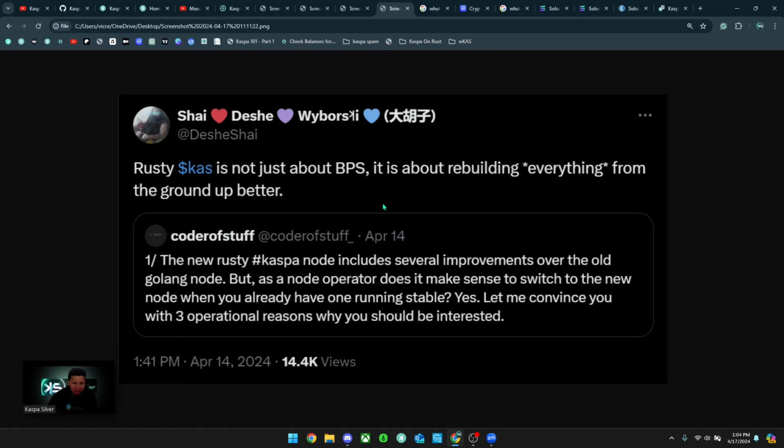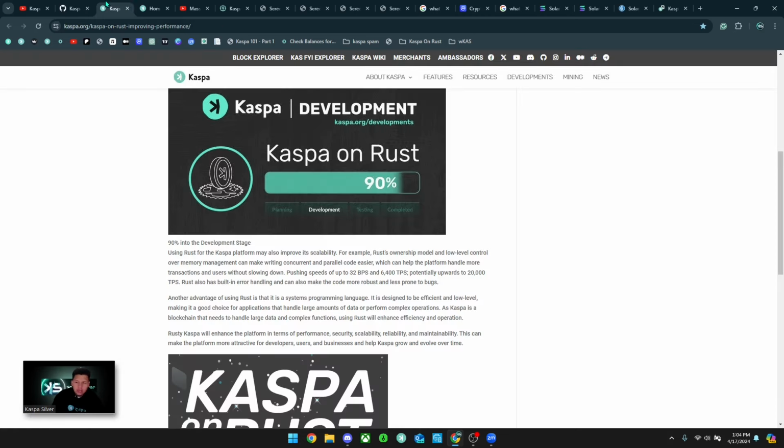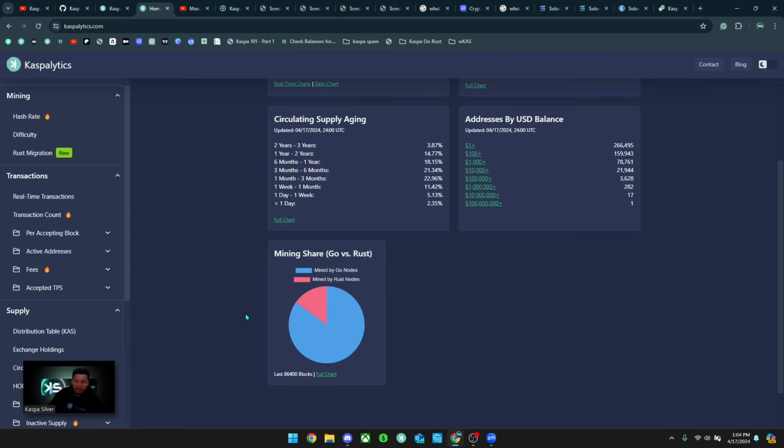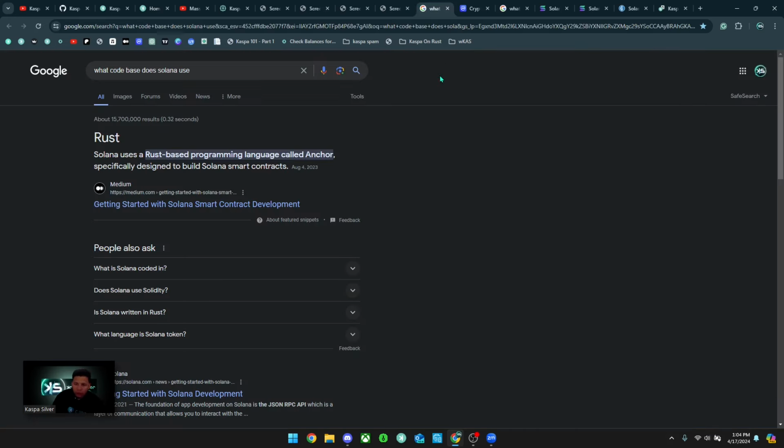But we're already at the open beta stage for Rust now, and now we're just waiting for everyone to transfer over. And you can see in Kaspalytics how close we are to getting everyone to transfer over.